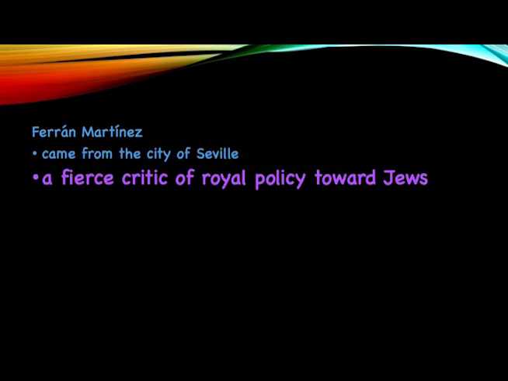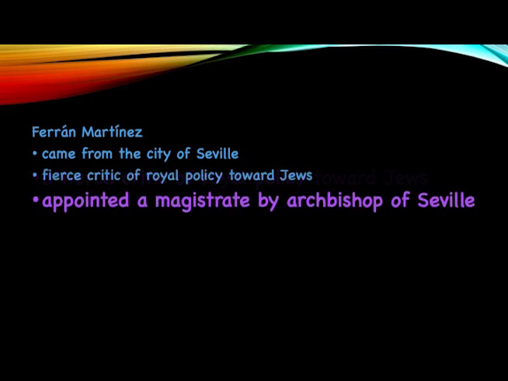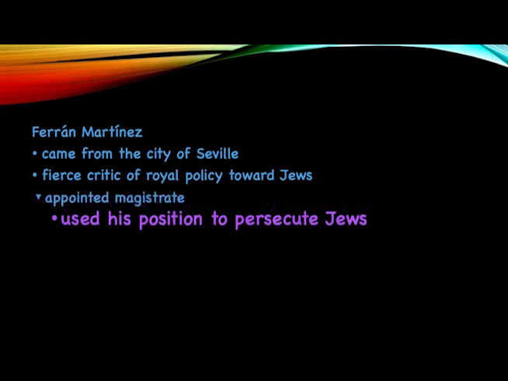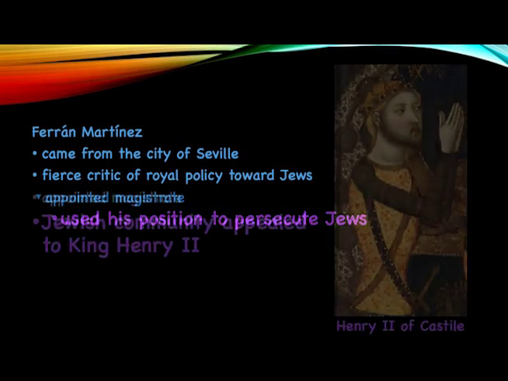From his early public life, Martínez gained a reputation as a fierce critic of the benevolent royal policy towards Jews. Because of his popularity and reputation as a Franciscan, the Archbishop of Seville appointed Martínez as a city magistrate, or judge. Martínez used his position to persecute Jews and to instigate violence against them.